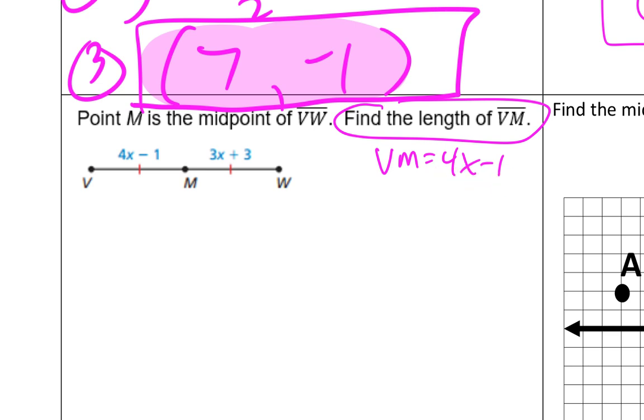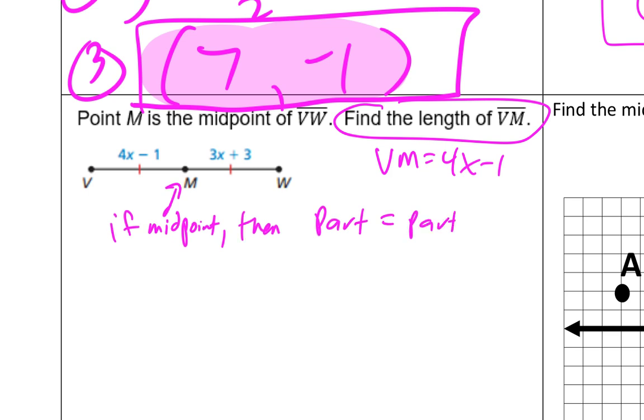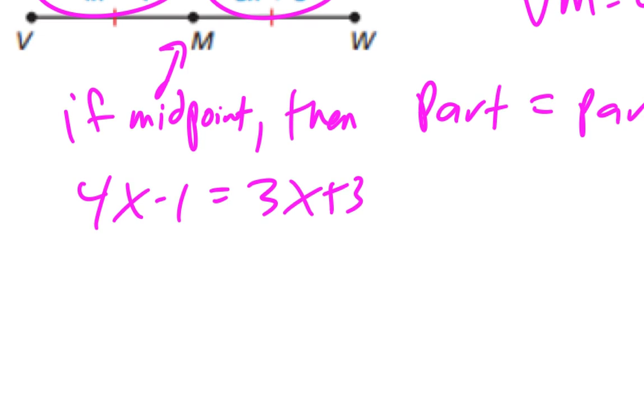Well, what do we know? If that's the middle, so if that's the midpoint, then we know one part equals the other part, right? We know that this part equals this part if this is the middle, right? That means they have to equal the same. So that's how we set up our equation. That's what we need to make sure of, how to set it up correctly. So we're just going to do that. 4x minus 1 equals 3x plus 3.